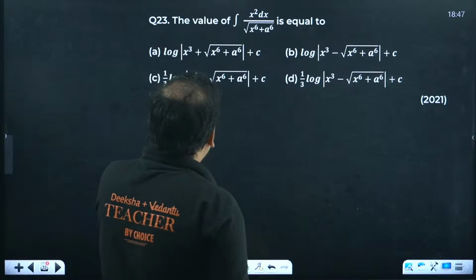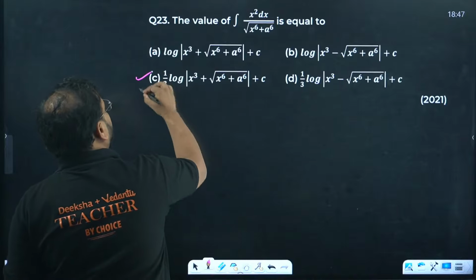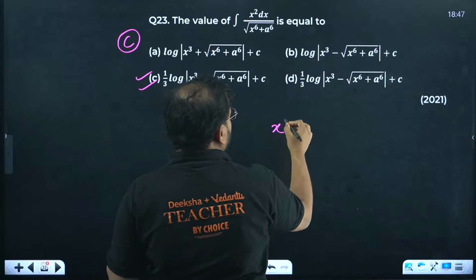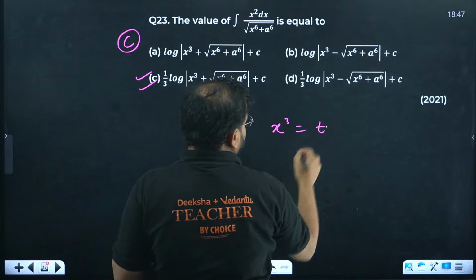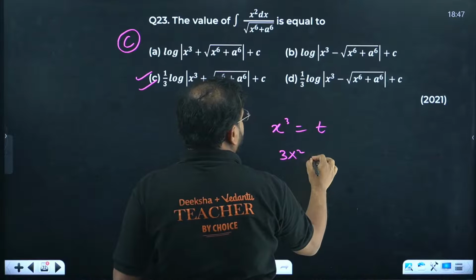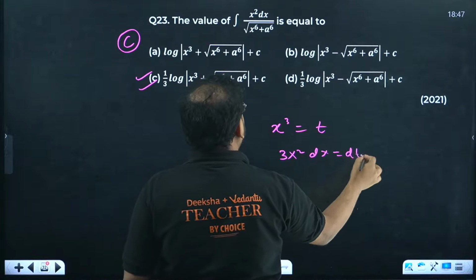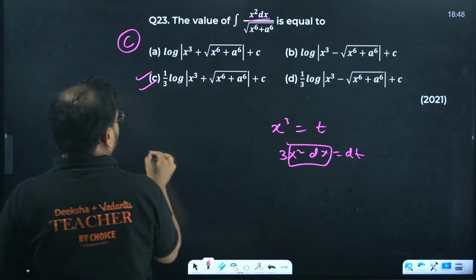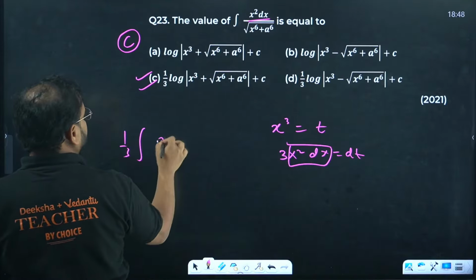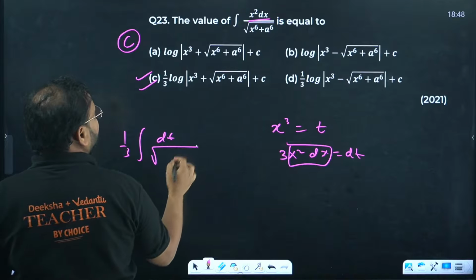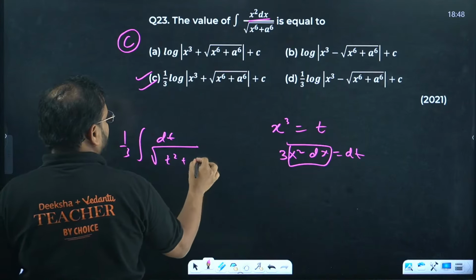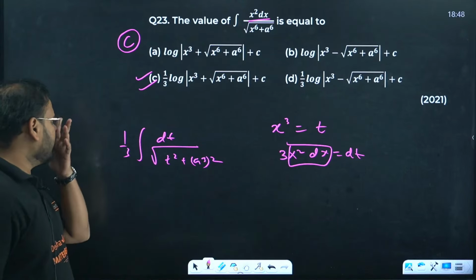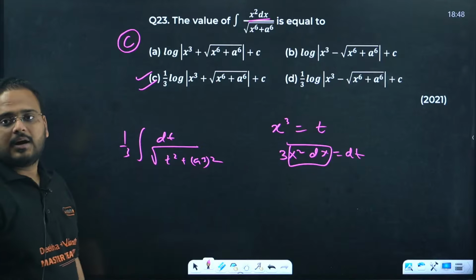Okay, the answer is C. Yeah, C is correct, no? How? It's simply a formula based question. This is the only change you have to make: x cube as t. So 3x square dx as dt. So x square dx becomes what? Over here, 1 by 3 dt. So 1 by 3 dt, and over here we'll have t square and a cube square. Use the formula directly. So log is going to be applicable over here. The answer is C.